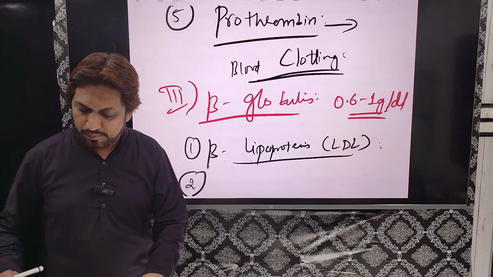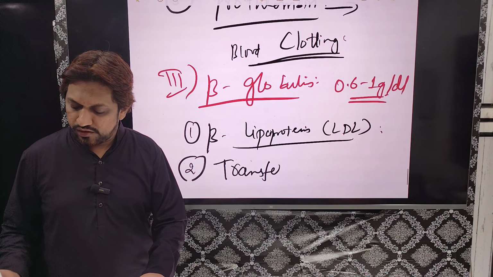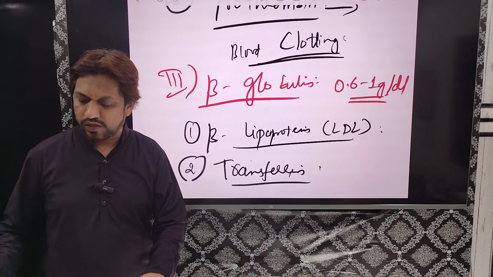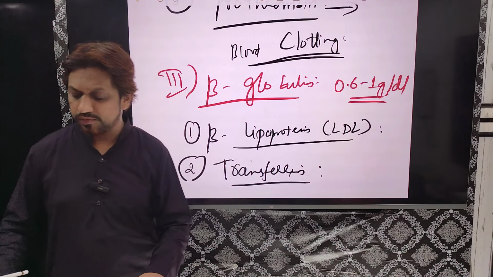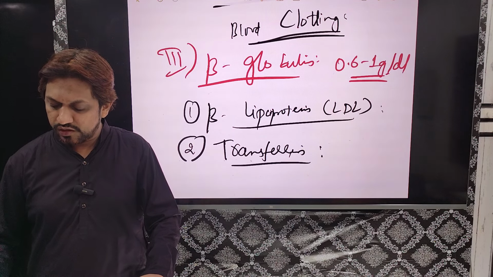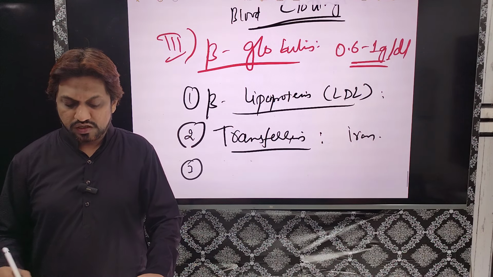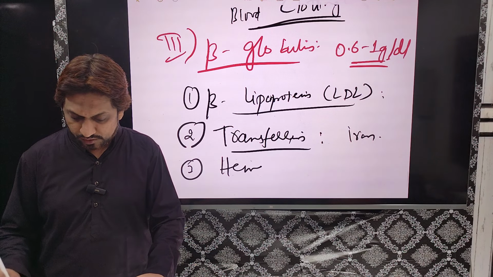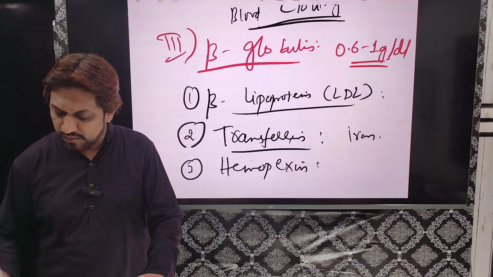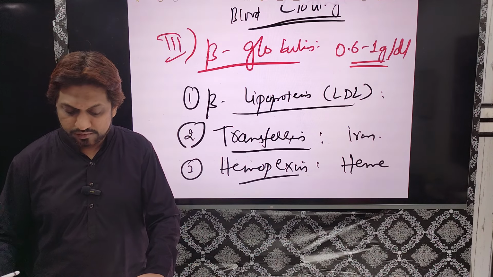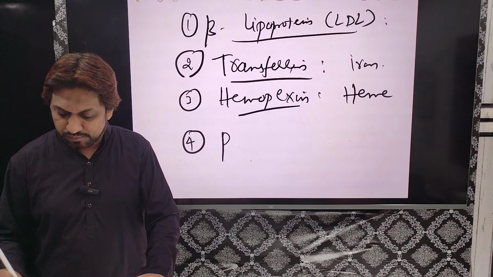Other beta globulins are transferrin, which will help in transport. Again, as we are discussing, majority of globulins are helpful in transporting various substances by binding to them. Transferrin will bind to iron. Similarly we have hemopexin, which will help in binding the heme protein, as in hemoglobin. Then we have the very important plasminogen.